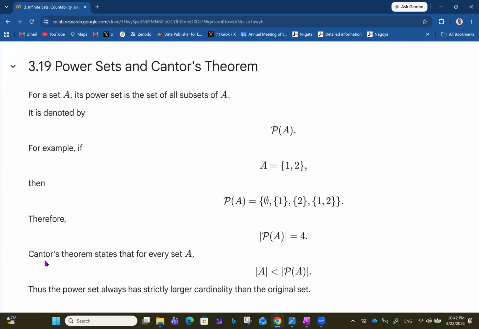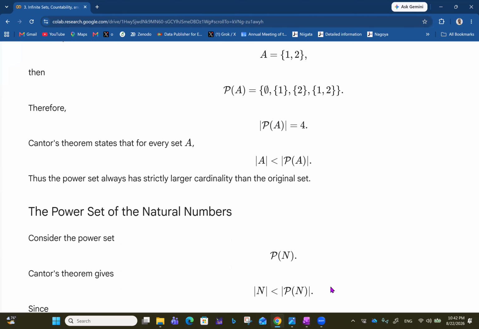So Cantor's theorem states that for every set A, the cardinality of A is always less than the cardinality of the power set of A. That makes sense. So thus the power set always has strictly larger cardinality than the original set, and that makes sense.